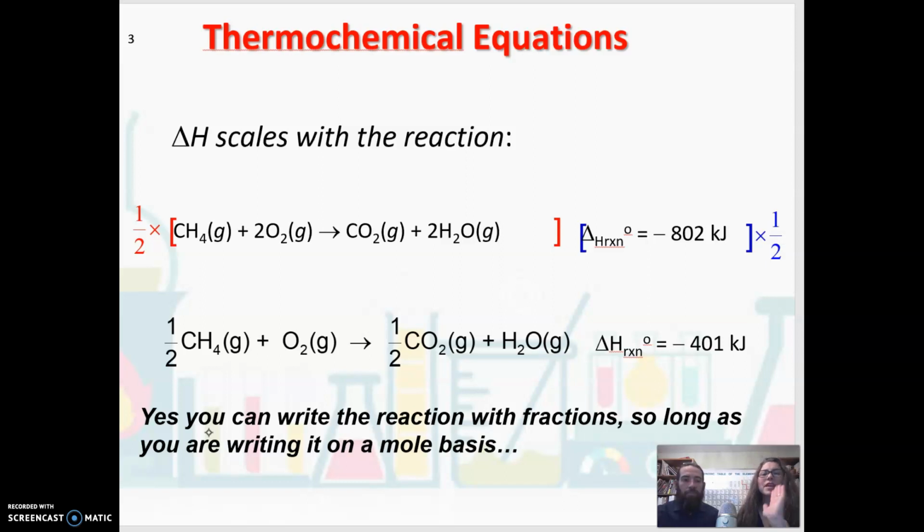All right, so it also scales these thermochemical equations, and the heat of reaction or the enthalpy change associated with it scales with the reaction. So if you have a certain amount that reacts and it gives off 802 kilojoules, then half that amount would be 401. So we can use this to manipulate these equations and say, okay, well, if 1 mole of methane reacting is 802, then half a mole of methane burning then is half that amount. Again, we're kind of putting stoichiometry into a thermochemical equation.